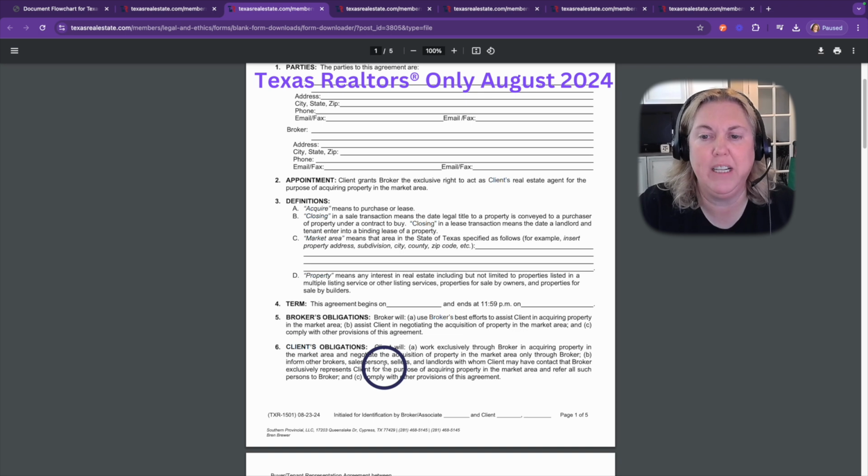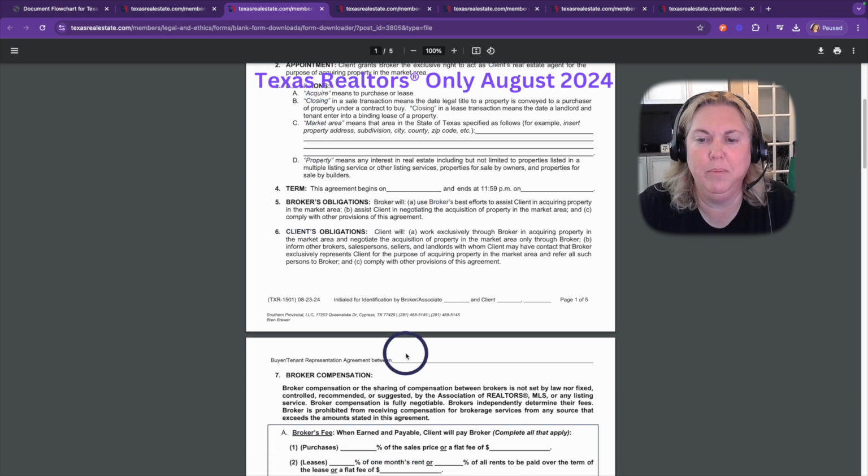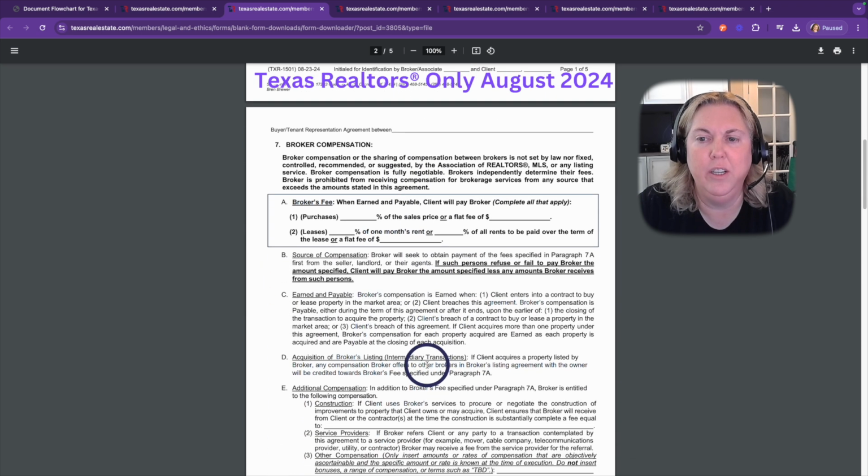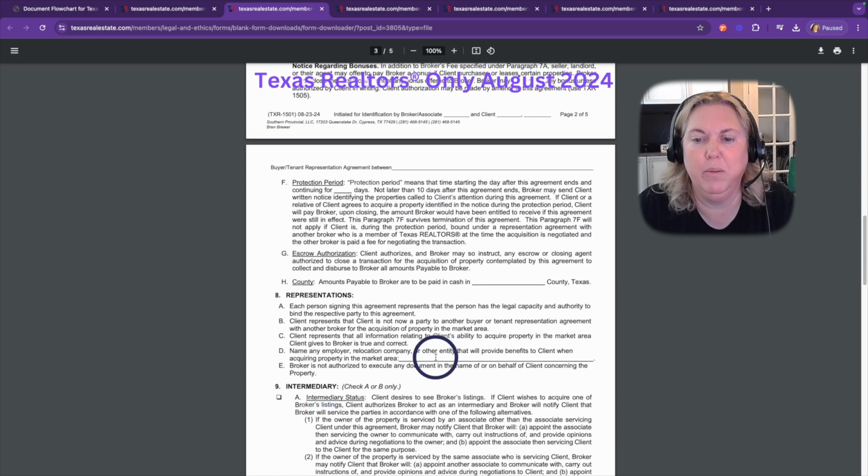Make sure you're putting exactly where you are working. If I work in Harris County and the surrounding counties, then I would put all of those counties in number 3C for market area. For term, that's going to be your term like normal. This is not a change. And then your 7 here, broker compensation. Your broker's fee when earned and payable, client will pay broker blank percent or a flat fee. Now remember, we went over these changes last week, so you're going to put that in here for purchases or for leases. This is going to ensure that you get paid by the buyer if the seller is not offering compensation. So that was the big change from last week.